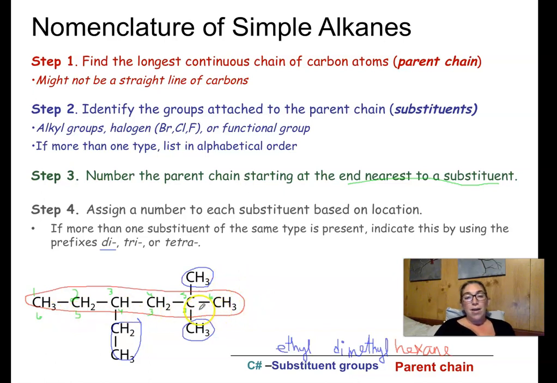So our 2 methyls are both sticking off of carbon number 2. All right, so we're going to say 2, 2 dimethyl. So we're giving each of those, we're listing the address for each of those methyls. They're both on carbon 2, so we just write 2 twice. And the ethyl is coming off of carbon 4. So we write 4 ethyl.